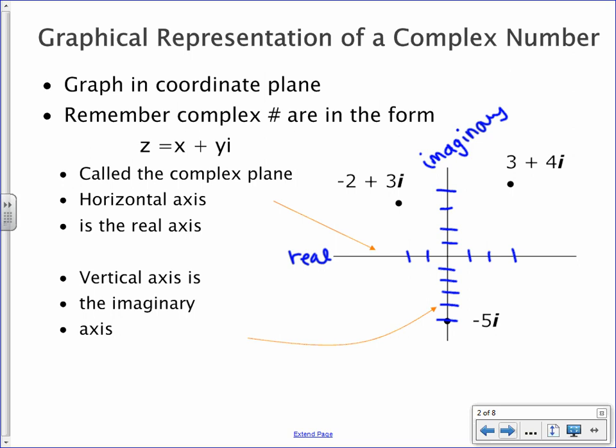Now, we're going to talk about the absolute value of a complex number. I believe this is something that you have seen before, but you may not remember it. Does anybody remember how to find the absolute value? What does absolute value mean? Distance from 0. So when we talk about the absolute value of 5 or negative 5, both of those have a distance of 5 from 0. How are we going to find the distance from 0?